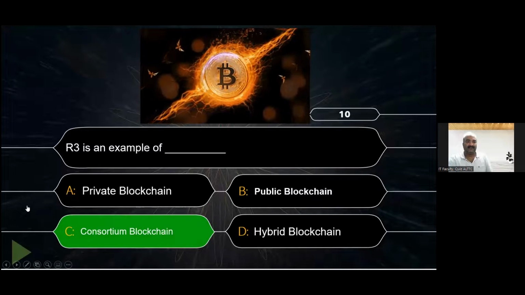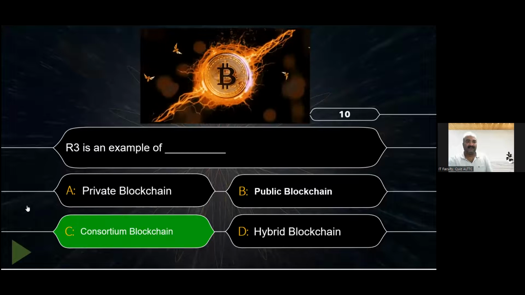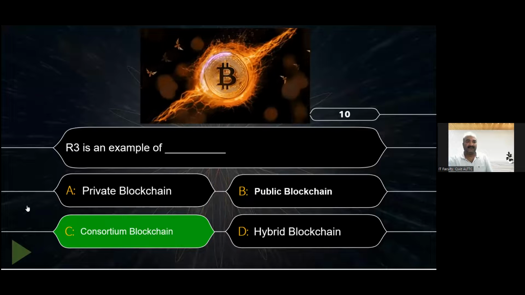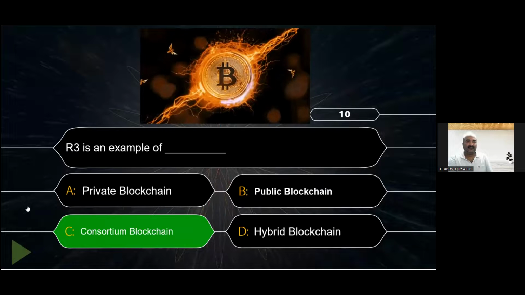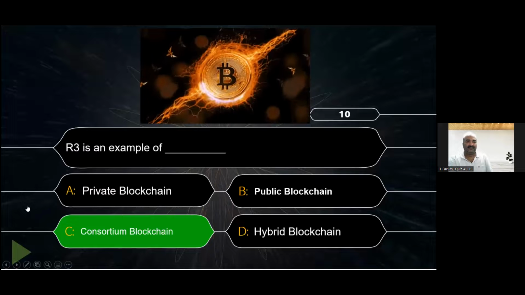Varun from B has given answer as A. So Mr. Varun, this R3 is an example of consortium blockchain. It is not a private blockchain. Okay, so now moving on to the next question.